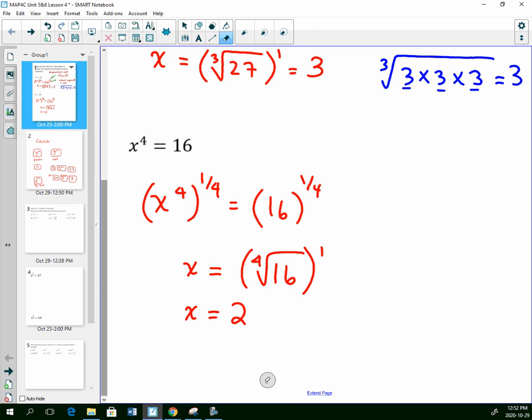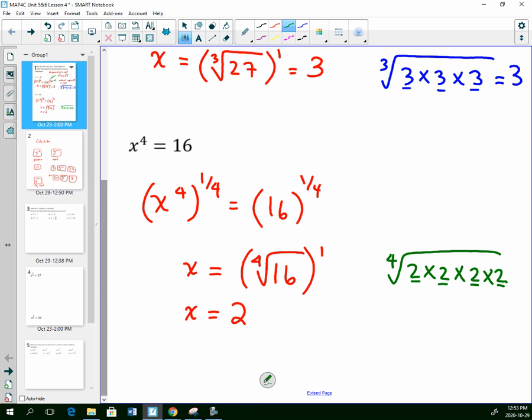Okay, and why is it 2? Well, because it's the fourth root, and 16 is 2 times 2 is 4, times 2 is 8, times 2 is 16. So there are 1, 2, 3, 4 twos. Since it's the fourth root, that equals one whole number of 2. Okay, so those are the roots that you're going to find.